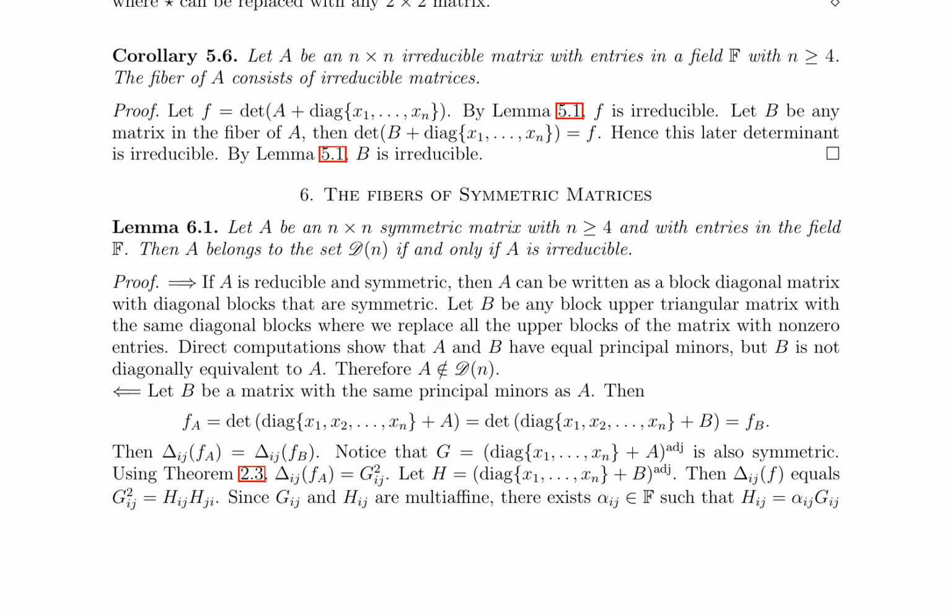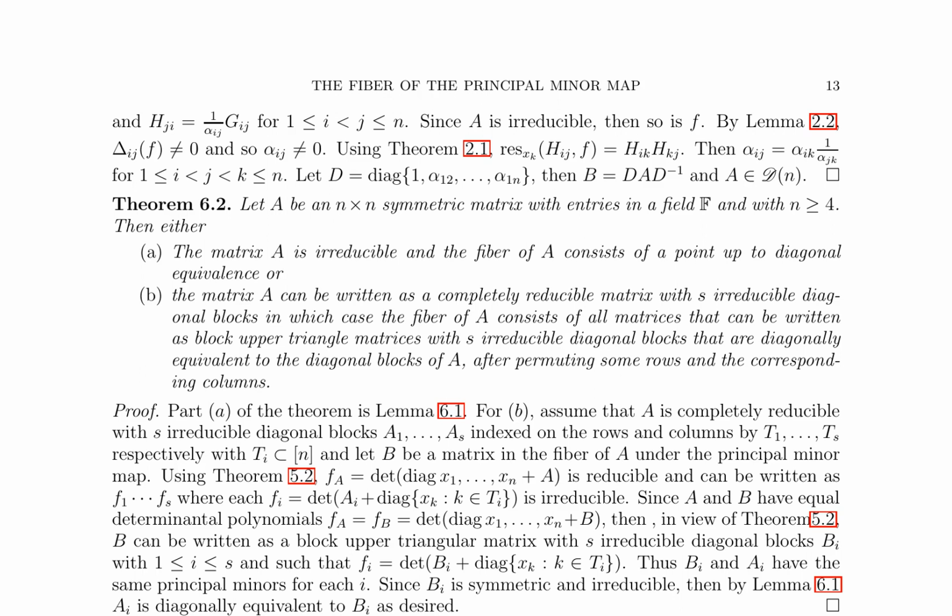Conversely, if A is in D, n, then any matrix B with the same principal minors as A must have the same determinantal polynomial Fa, which implies that B is diagonally equivalent to A. The authors examine the fiber of the principal minor map, focusing on symmetric matrices with entries in a field F and n greater than or equal to 4.